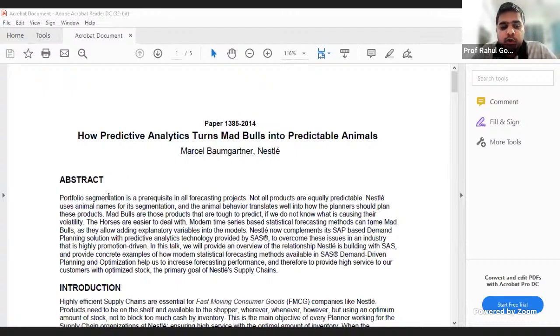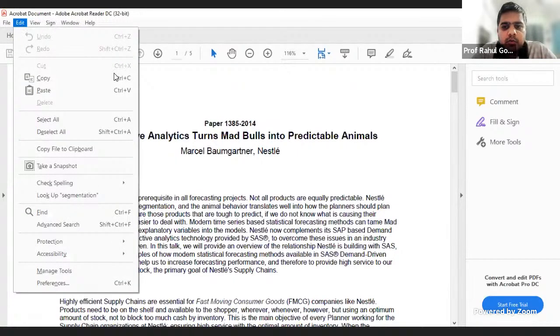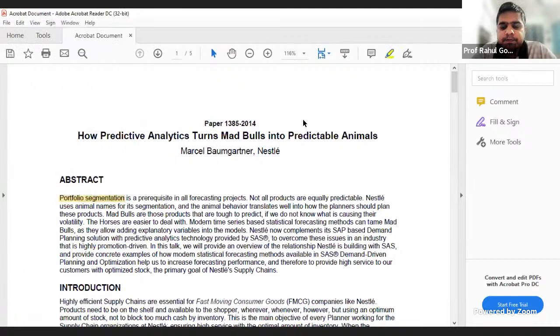So what you saw is portfolio segmentation. And in Nestle also, what we have studied, they clearly said that it's a prerequisite in all forecasting projects. So before starting a forecast, you need to clearly know what your various segments are.